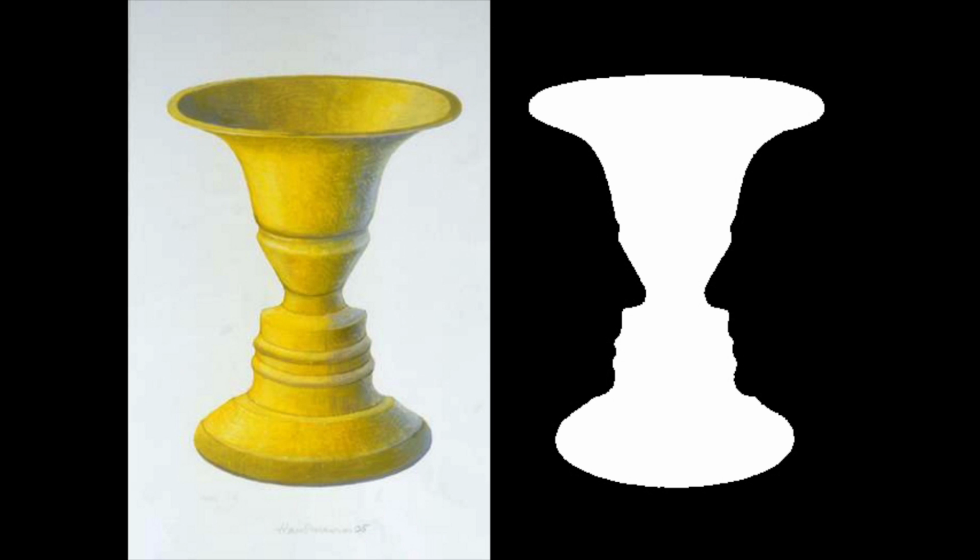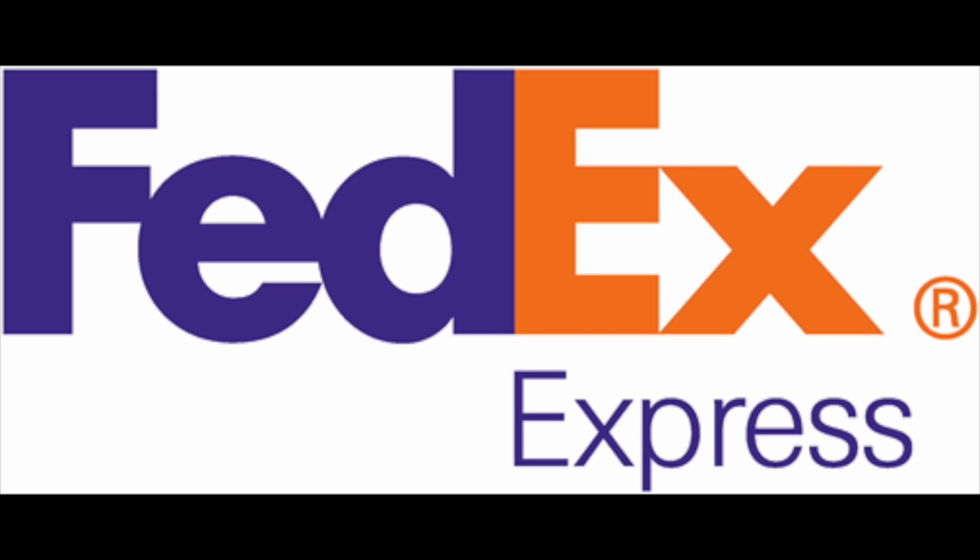Do you see a face, or do you see a vase? Or perhaps you see both. This is an example of an optical illusion in which the negative space around the vase forms 2 faces of a man in profile view. Another fun example of positive and negative space is the FedEx logo. If you look very closely in between the E and the X, the negative space forms an arrow.